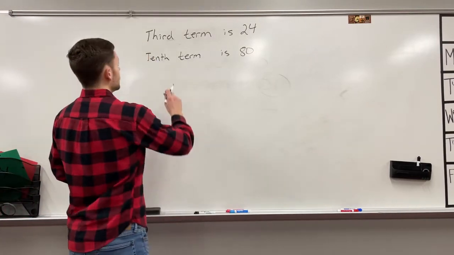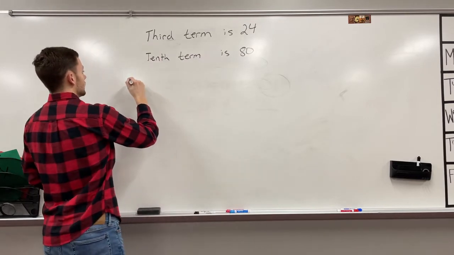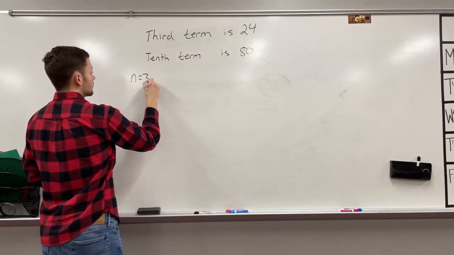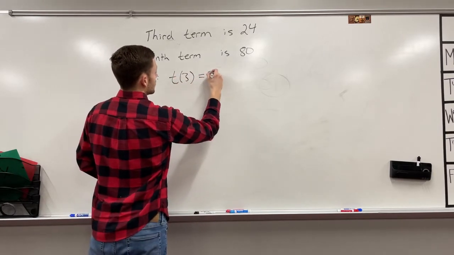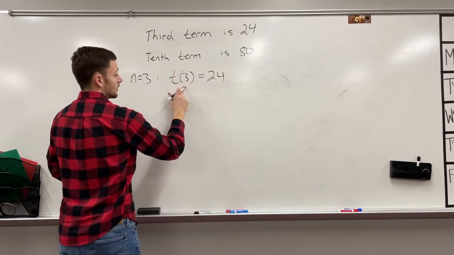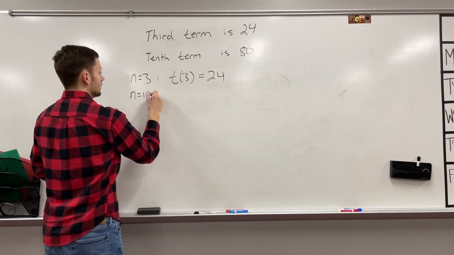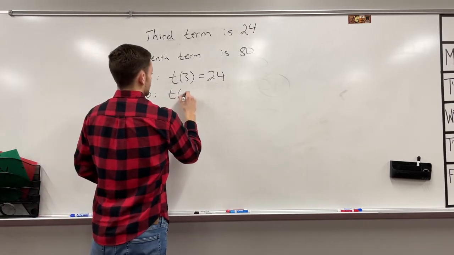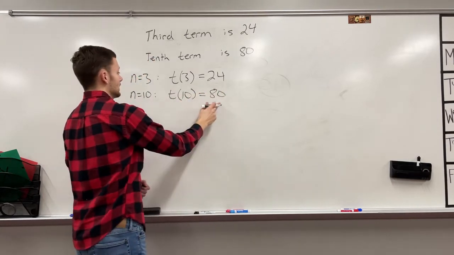So if I know this, I know my third term is 24. So again, that means that for n equals 3, t of 3 is 24. So my third term is 24. And then for n equals 10, t of 10 is 80. So my 10th term is 80.